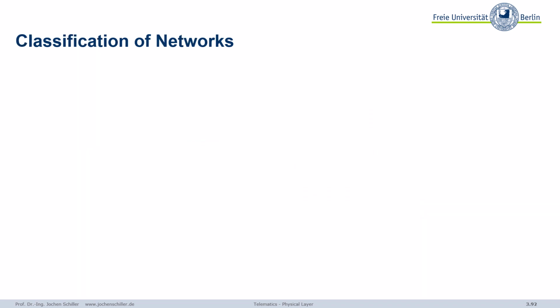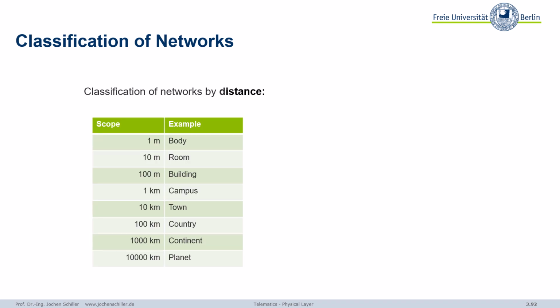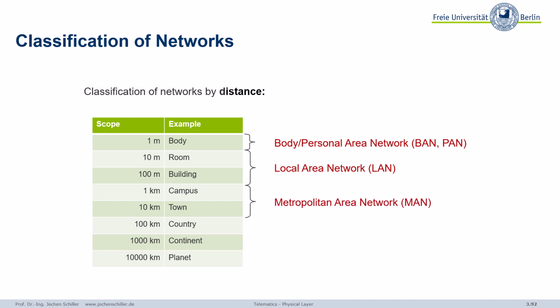We can also classify our networks by distance. Well, if we have very small networks around your body, then they are called body or sometimes personal area networks. In mobile communications, we'll talk about Bluetooth for this example. We have rooms and buildings, so these are more local area networks, up to 100 meters, for example. We have campus and towns, metropolitan area networks, wide area networks if you really cover whole continents, and, well, we have the internet covering the whole planet. There's even an interplanetary internet, so for deep space communications, and there are even IETF standards for this.